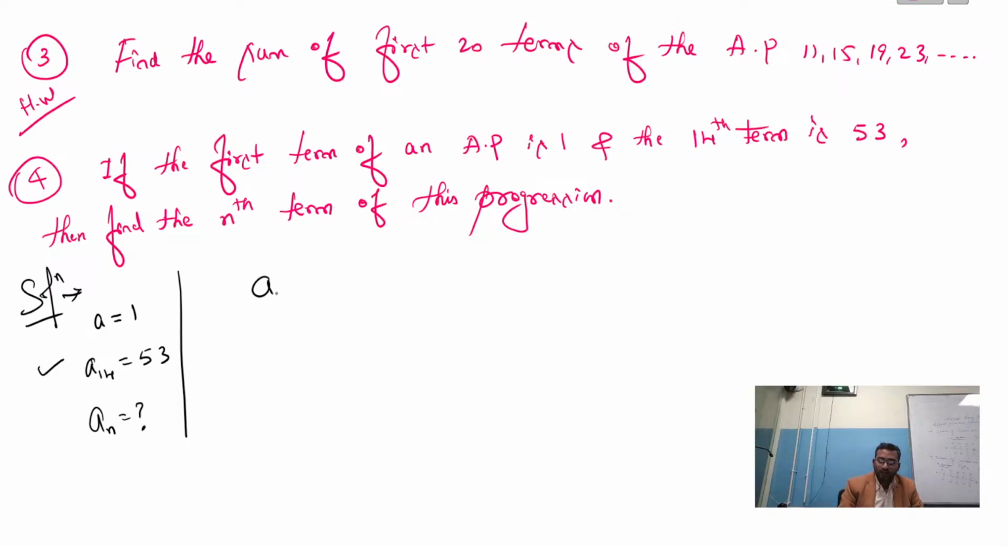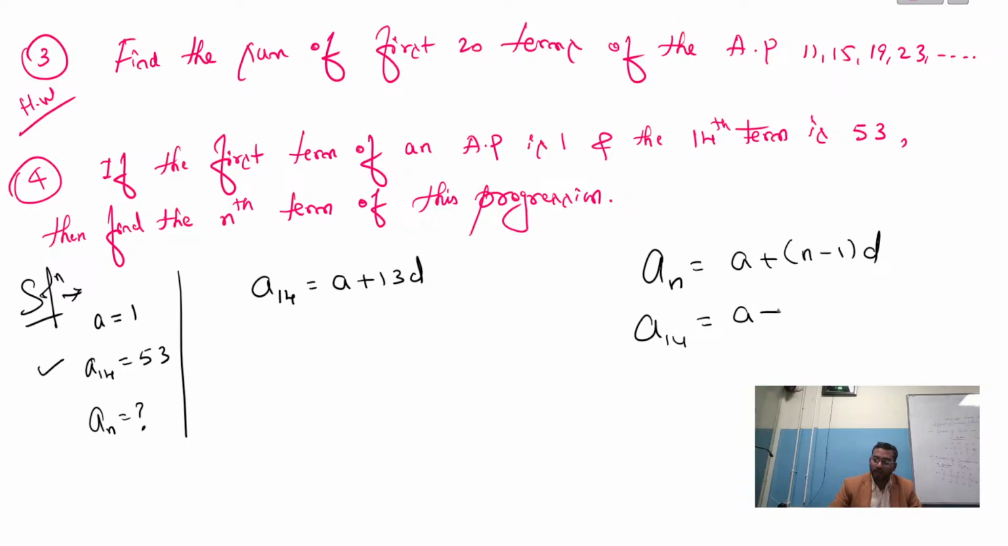Now, as you know, the 14th term can be written as a plus 13d. Am I right? Can you write the 14th term as a plus 13d? Yes. How did we write this? As you know, an equals a plus n minus 1 into d. The n value 14 is equal to a plus n value here is 14. Right? 14 minus 1 is 13d. Here if you get 14, write 13.